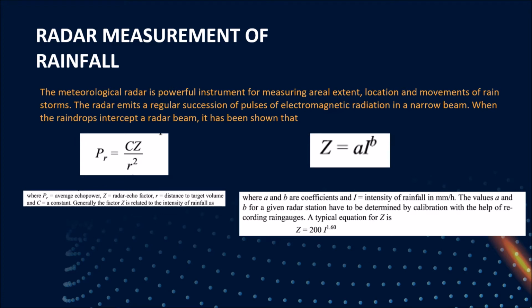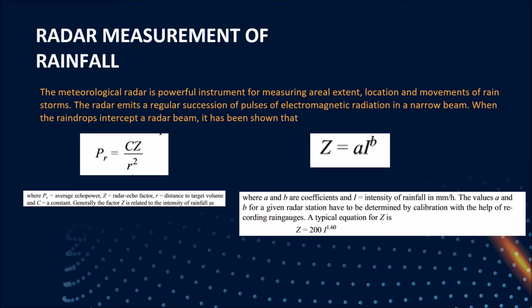When raindrops intercept a radar beam, it has been shown that Pr = Cz/r², where Pr is the average echo power, Z is a radar echo factor, r is the distance to the target volume, and C is a constant. Generally, the factor Z is related to the intensity of rainfall as Z = A I^B, where A and B are coefficients and I is the intensity of rainfall in millimeters per hour.